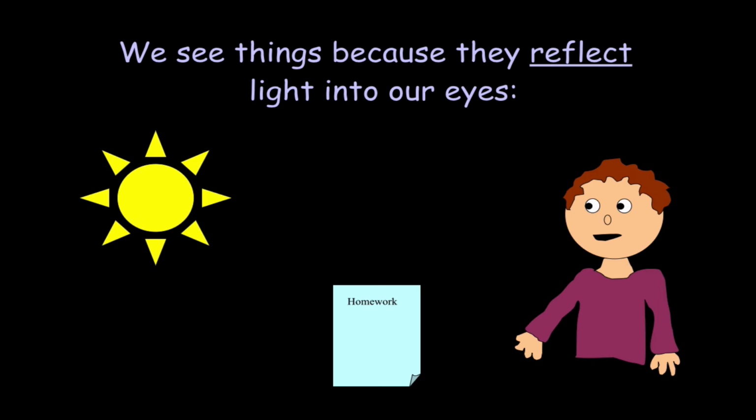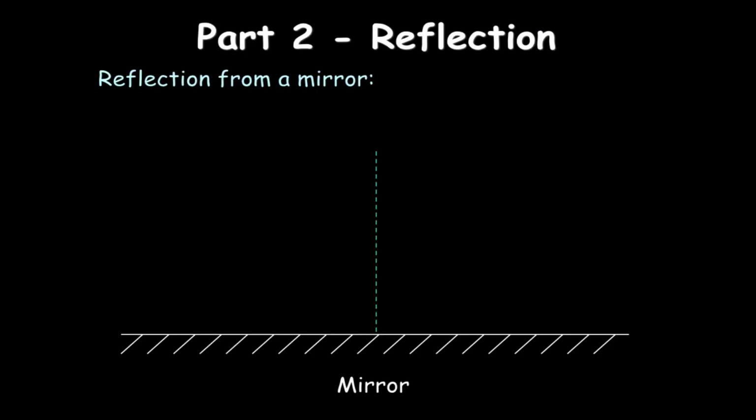Now, why do we see things? How do we see things? We see things because light reflects off of the object and into our eyes. There's your homework. Hopefully you can see it. And it bounces and hits you, and you can see the light that's reflected off the homework.